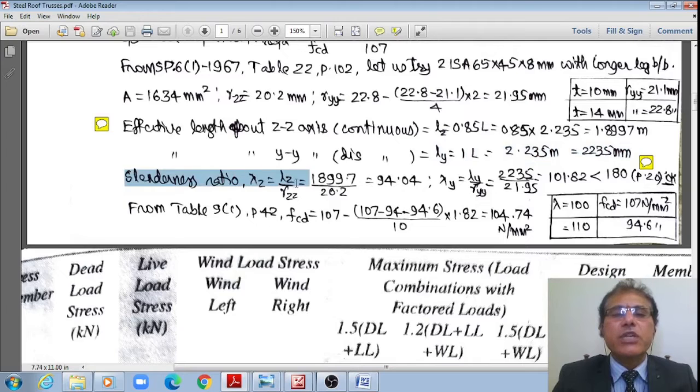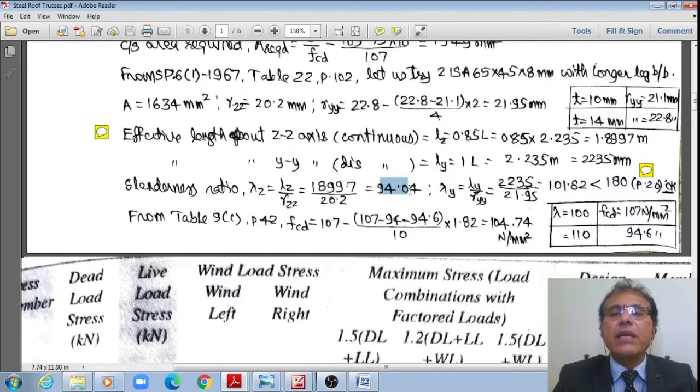Therefore, the actual slenderness ratio lambda about the major axis is LZ by RZZ, which is 1899.7 divided by 20.2. It works out to 94.04. Similarly, the slenderness ratio about the minor axis, LY by RYY, is equal to 2235 divided by 21.95. It works out to a value of 101.8. You please see that, right?